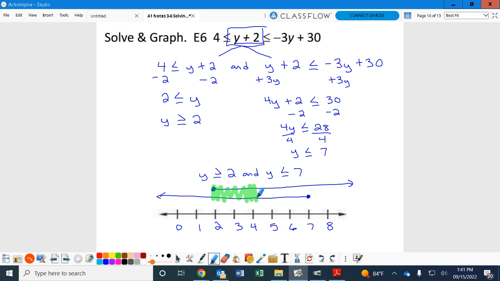The answer is where they overlap because this is an and. So it's going to go from a solid dot on the 2 up to a solid dot on the 7, and it's going to shade everything in between. The interval notation for that would just go from 2 to 7. And what would be on the outside of both of these? Brackets. Brackets on the outside of both of them.